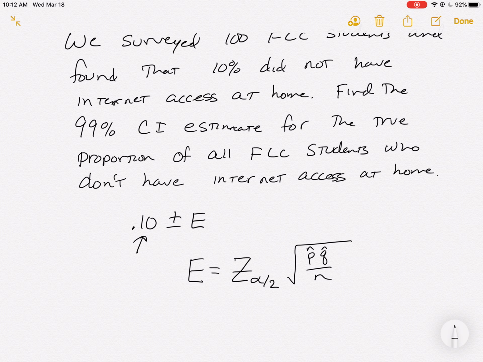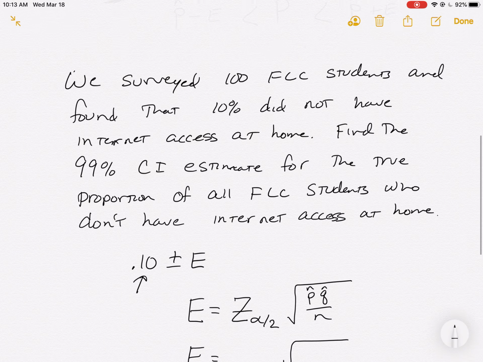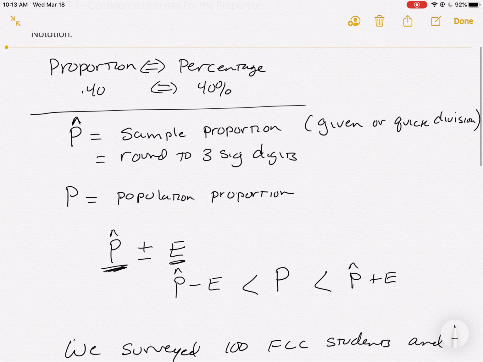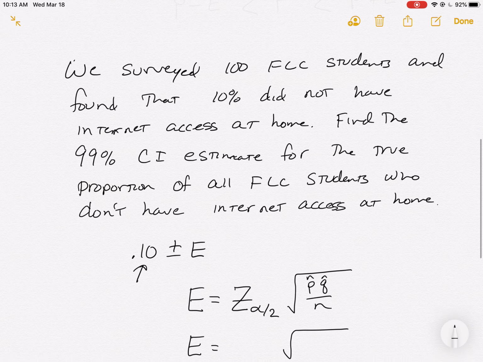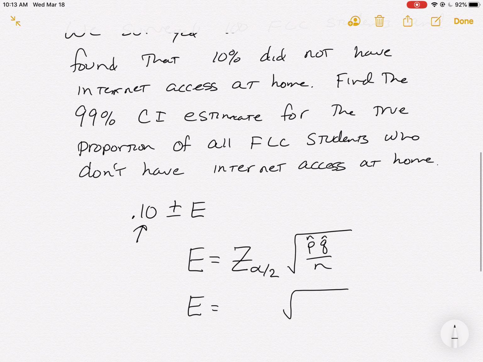As we take a look at some of these symbols, there's some that we know. E is what we're trying to find, so we're not going to be able to put anything in there for that. But take a look at what's under here. P hat. If you remember from our notation, I'm just going to scroll up. P hat is the sample proportion. It's what came out of the sample. And so what came out of the sample was 10%. So our P hat is 10%.